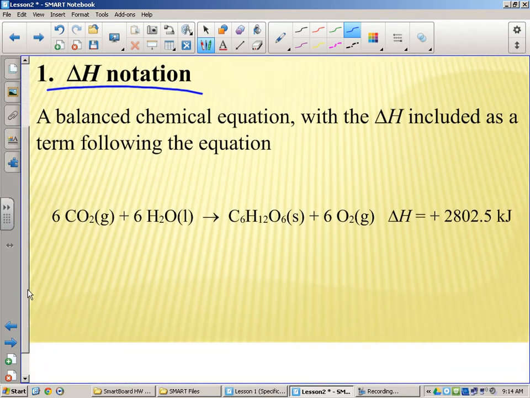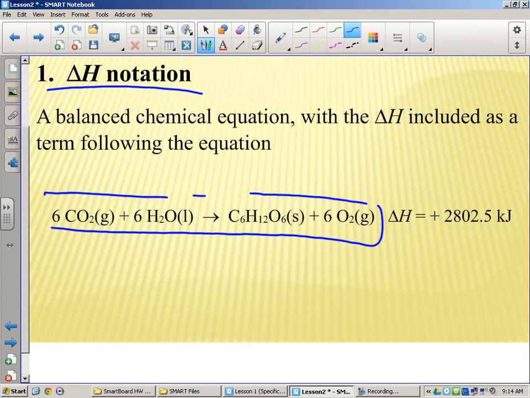The balanced chemical equation with the delta H as a term following the equation. So we would write out the balanced chemical equation, this part here, which are already done for you, unfortunately. Like I said, I wish this wasn't done for you today. You write out the balanced chemical equation just like you would have done in Chem 20. And at the end here, you're going to put delta H is a positive 2802.5 kilojoules. That's called delta H notation.